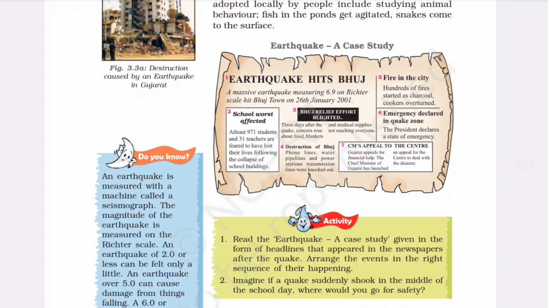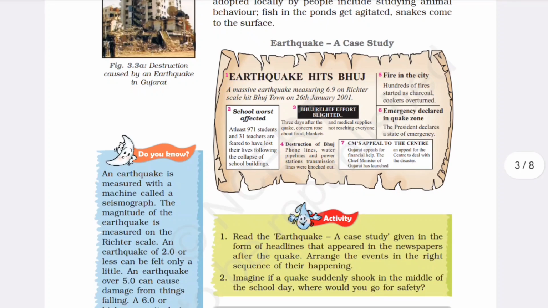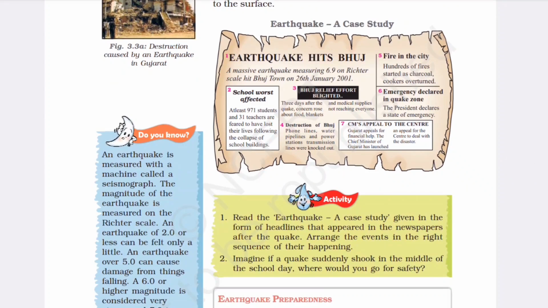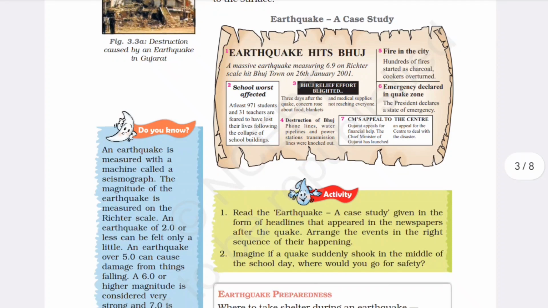Earthquake as a case study. A massive earthquake measuring 6.9 on the Richter scale hit Bhuj on 26 January 2001. Schools were worst affected. At least 971 students and 31 teachers are feared to have lost their lives following the collapse of a school building. Bhuj relief effort belated. Three days after the quake, concern rose about reaching everyone with food, blankets and medical supplies.